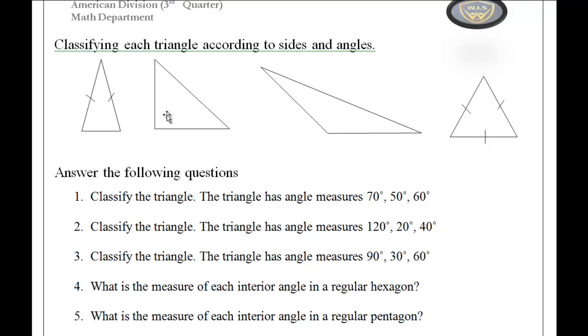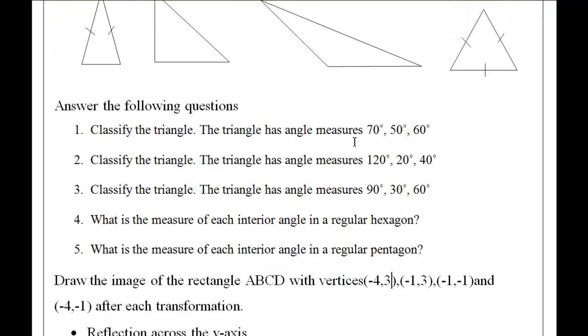Let's go to the second one. Here we have a right angle, so it's a right triangle. And all the sides are not equal, so scalene triangle. Here, this one, we have one angle more than 90, so we call it obtuse triangle. And all the sides are not equal, so it's a scalene triangle. Here, all the sides are equal, so equilateral triangle, and all the angles are smaller than 90, so it's an acute triangle.